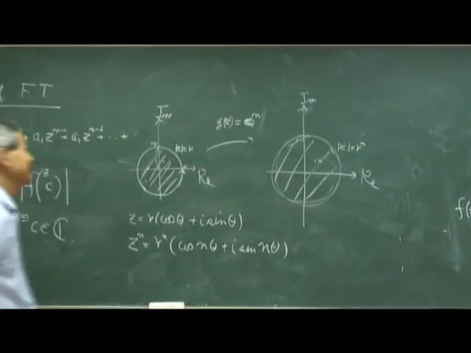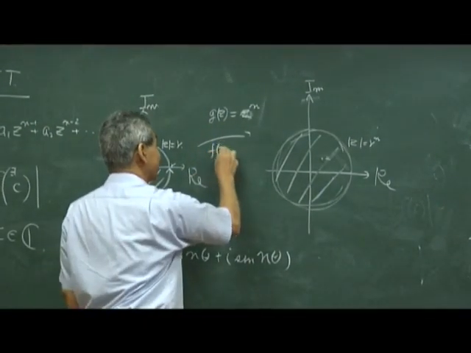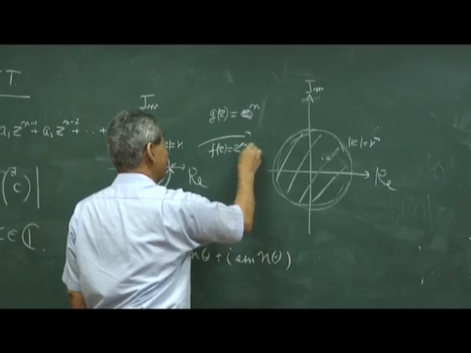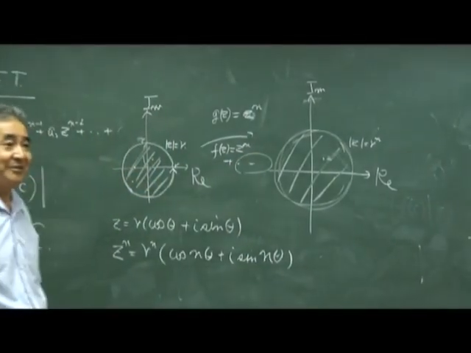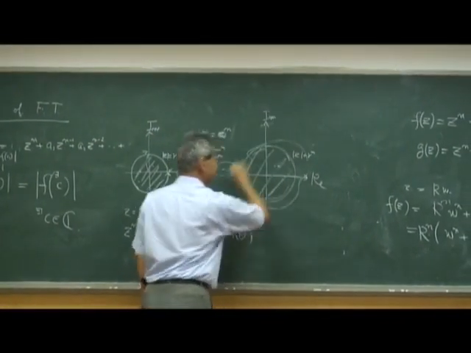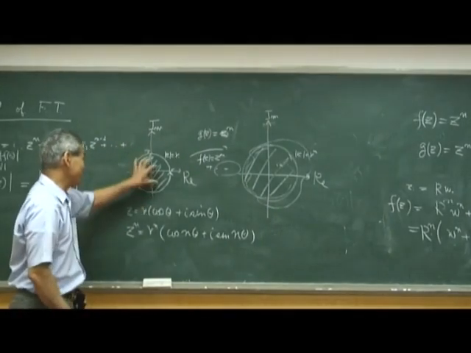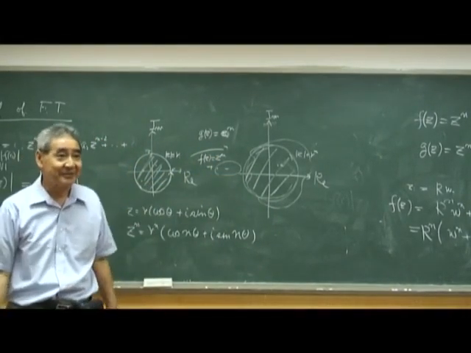And now, instead of gz, just consider fz. Now gn plus some variation. If the variation is very small, it's very possible that it goes to something like this. Anymore that the image of the circle is no longer a circle, but it's not so far from a circle.